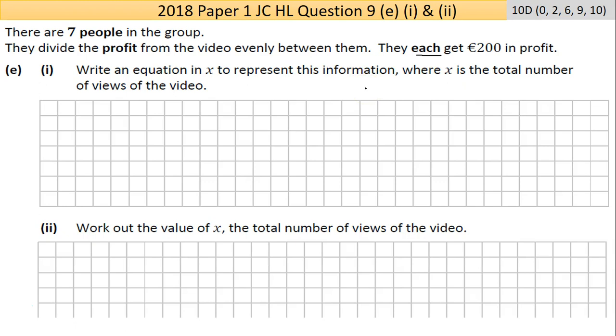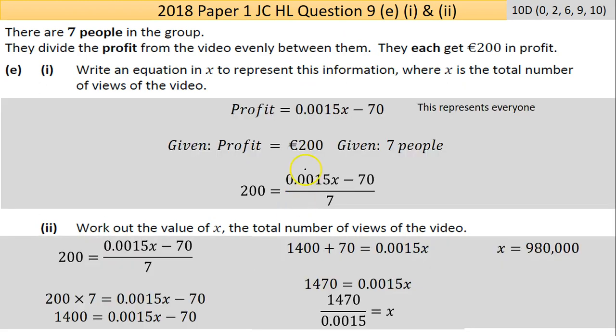Okay. In that case, let's see. Now I might as well go to the answer, but the profit is given by 0.0015 times the number of views, take away the 70. We saw that in the last part. You're given the profit is 200, and you're given 7 people.